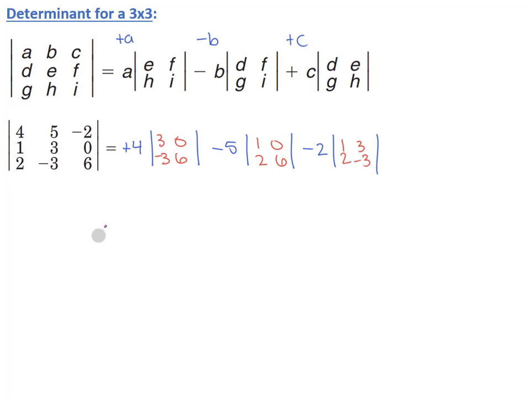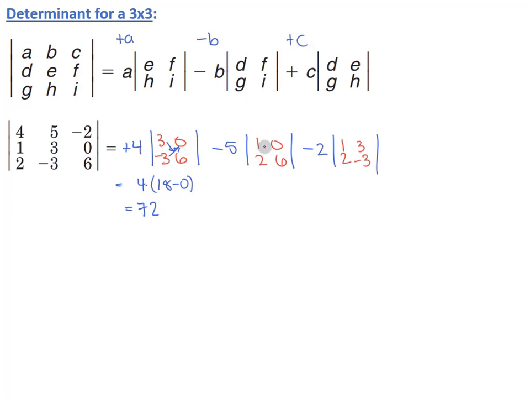Okay, so for each of these, we just need to find a 2 by 2 determinant and multiply it by 4. So if we multiply this diagonal, 3 times 6 is 18, minus negative 3 times 0, which is 0, times our positive 4. So this ends up being 4 times 18, 40 and 32, or 72 for this first value.